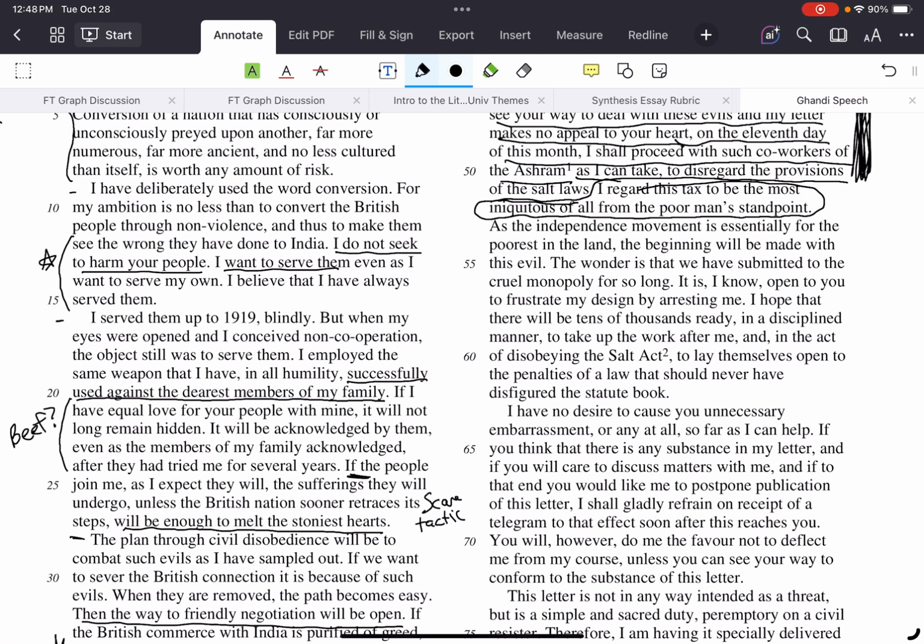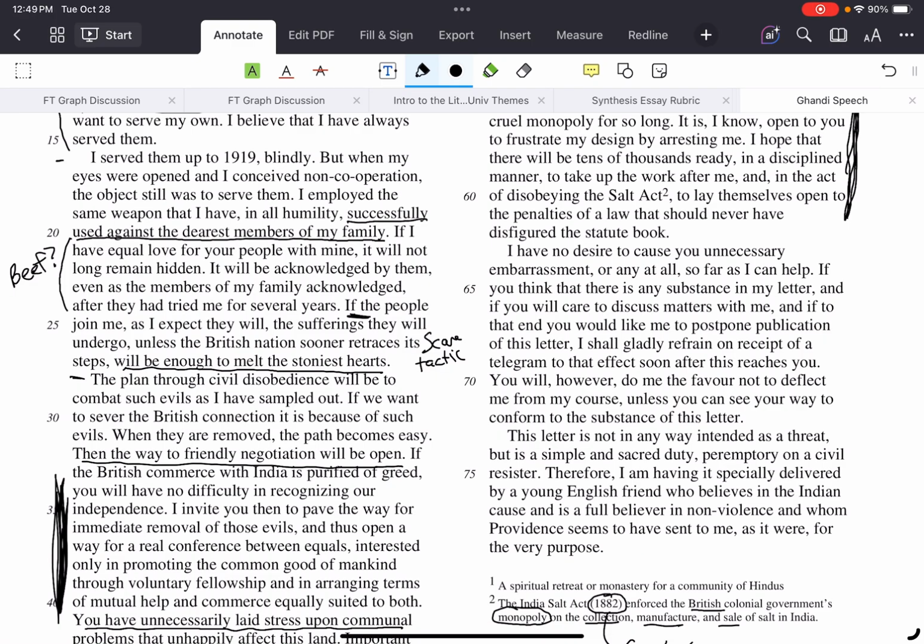It is, I know, open to you, Irwin, to frustrate my design by arresting me. I hope that there will be tens of thousands ready in a disciplined manner to take up the work after me and, in the act of disobeying the Salt Act, to lay themselves open to the penalties of a law that should never have disfigured the statute book. So he's saying, look, if you arrest me, I hope more come in my place.